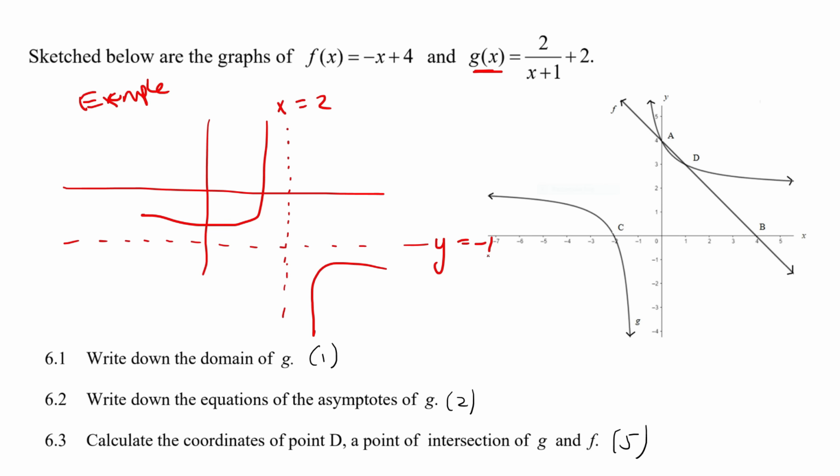minus 1. When you look at the domain, it's all the x values. So all you're going to say is that x can be anything. See here, x can be absolutely anything.